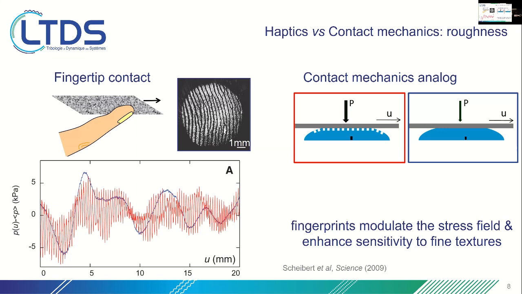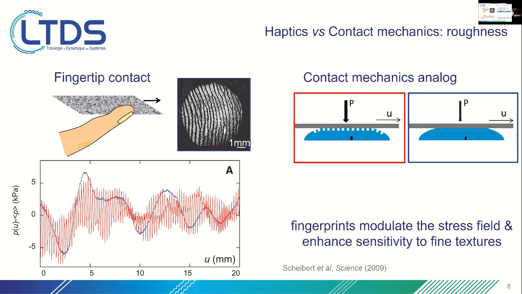And the existence of these fingerprints could be shown in analog experiments to be inducing or amplifying the vibrations that happen inside the skin where the mechanoreceptors are embedded. And this amplification of the vibrations when the finger is rubbing the surface is presumably responsible for a large enhancement of the sensitivity to fine roughness.